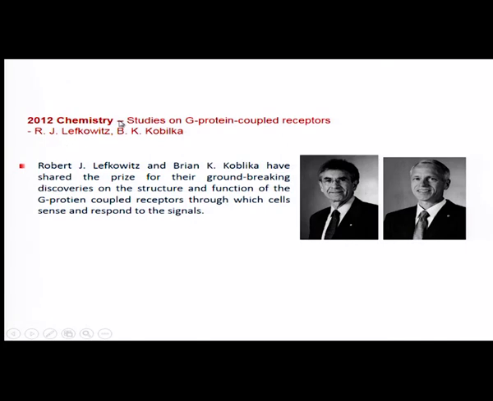The 2012 Chemistry Nobel Prize went to the studies on G protein coupled receptors, and the Nobel Prize winners are Lefkowitz and Kobilka. GPCRs are very difficult to crystallize, and for more than 80% of drug discovery problems, these are the target macromolecules. Unless you know the structures, we cannot design the drug molecule.